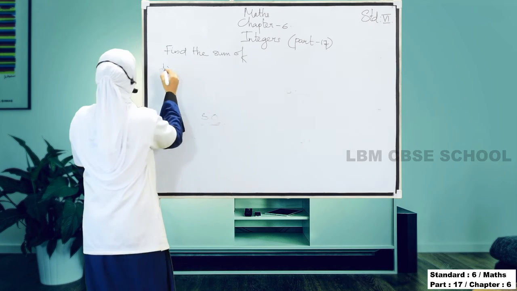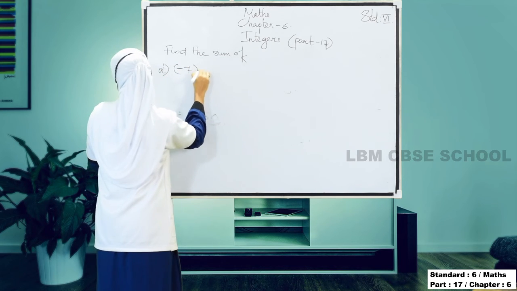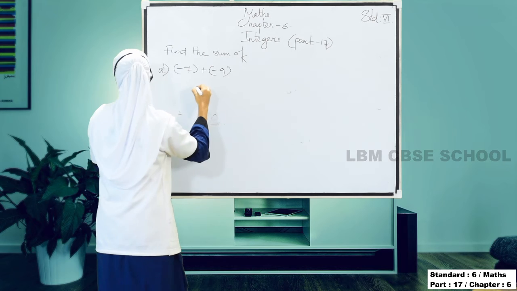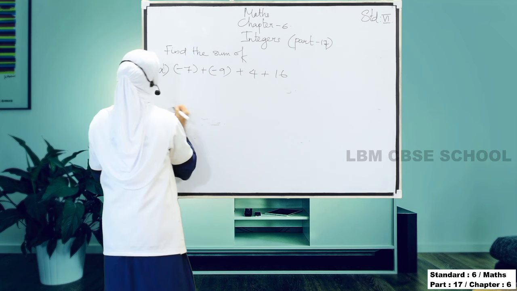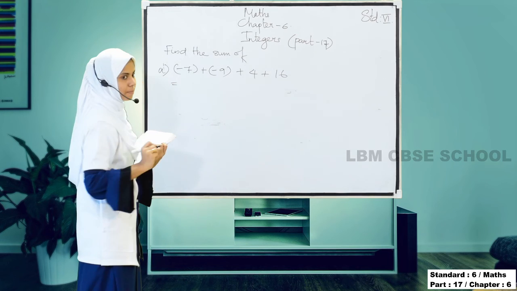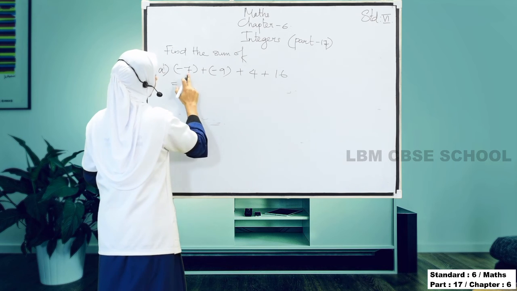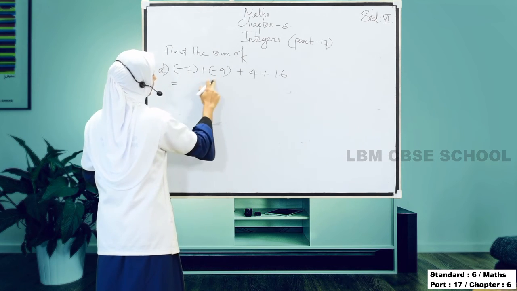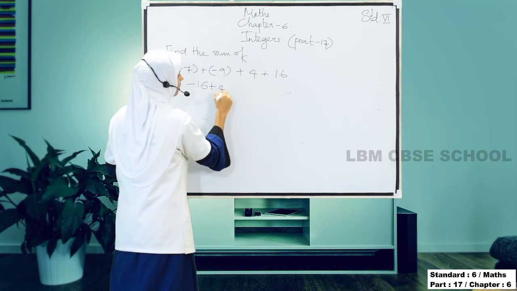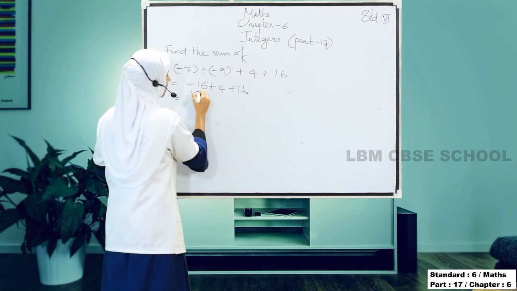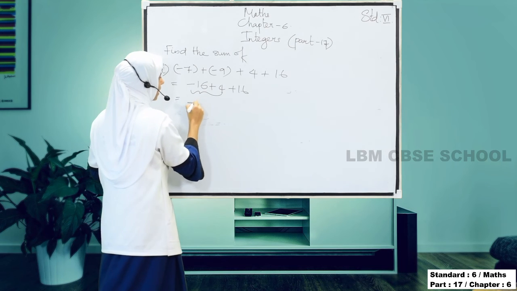Then find the sum of minus 7 plus minus 9 plus 4 plus 16. Okay. How will you find the sum of these four numbers? First we have to take these two numbers. When we add these two numbers, which are two negative numbers, we will get the answer minus 16, isn't it? Then plus 4 plus 16. That is, first we have to take the sum of these two numbers. Minus 16 plus 4, we will get minus 12.